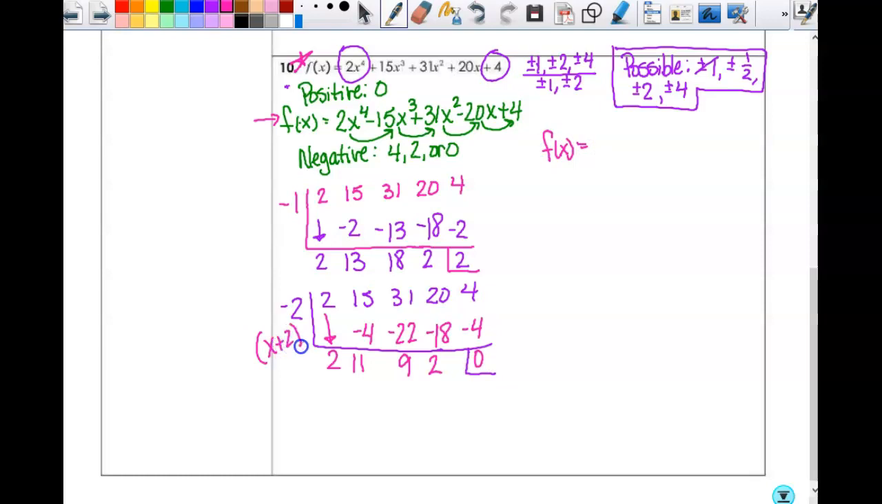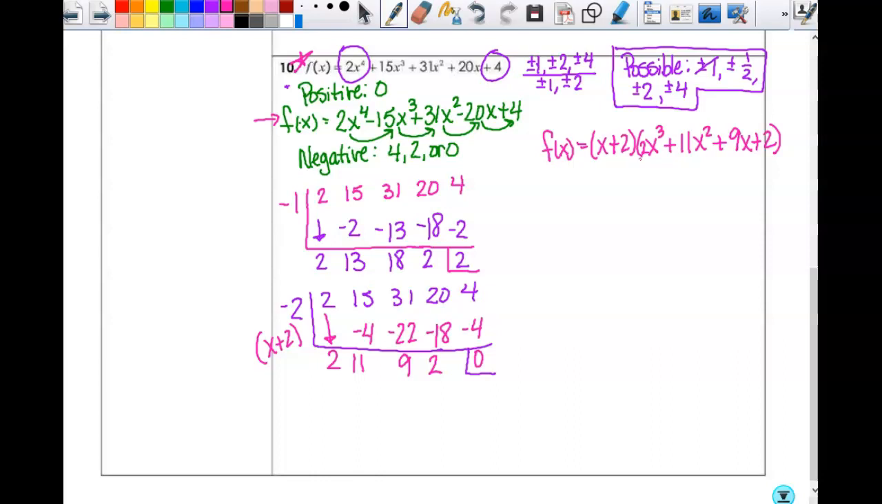So I know that f of x equals, since this one works, the factor is x plus 2. I get x plus 2 times, this is 1, 2, 3, 4 terms, so it's cubic, 2x cubed plus 11x squared plus 9x plus 2. Now, can I simplify, or can I factor this? I mean, it's set up for grouping, but yeah, there's nothing there I can group, right? So I have to keep on trying.